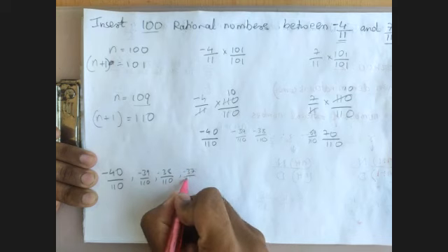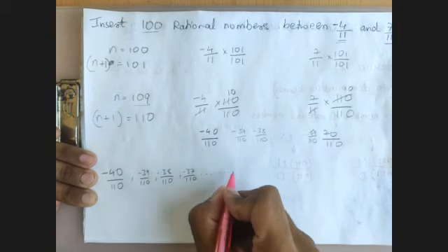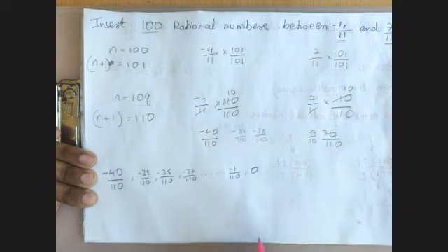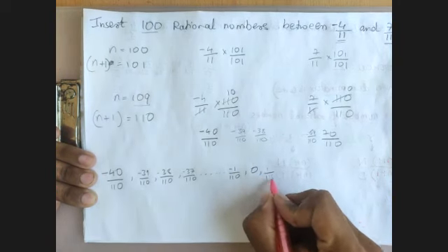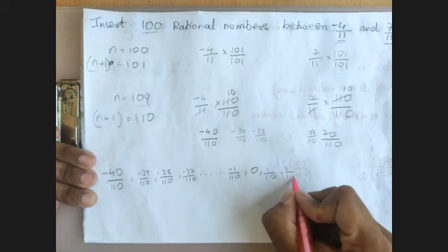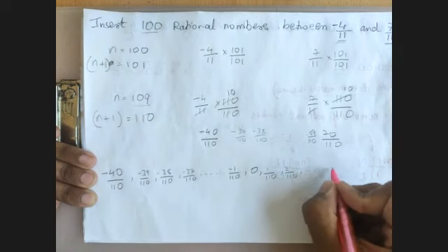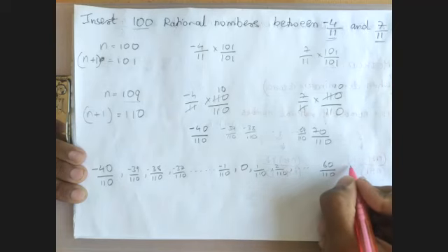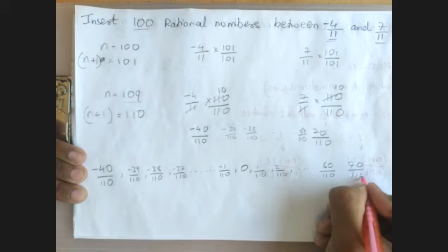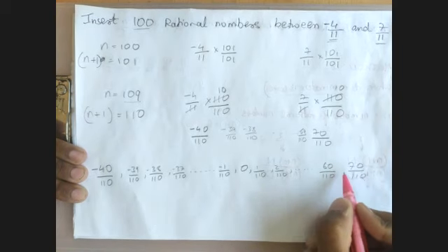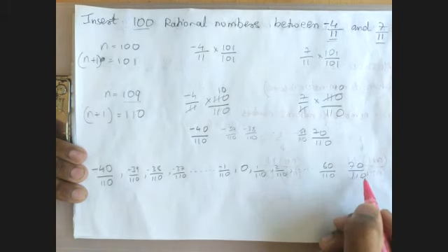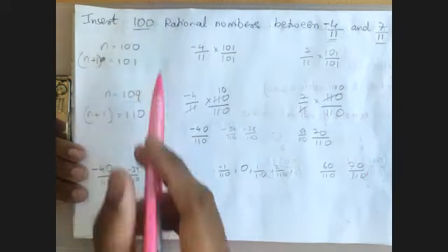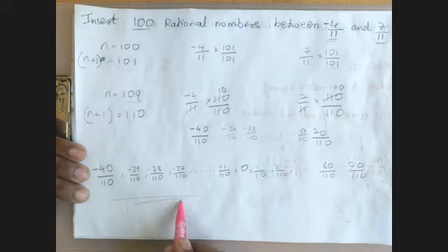minus 37 by 110, up to minus 1 by 110, and 0 is also included. Then I start with 1 by 110, 2 by 110, and I go like that. I go till 60 by 110. I do not write 61 by 110, 62 by 110, up to 69 by 110, because I don't need those 9 numbers. I only need 100 rational numbers. So these are the 100 rational numbers.